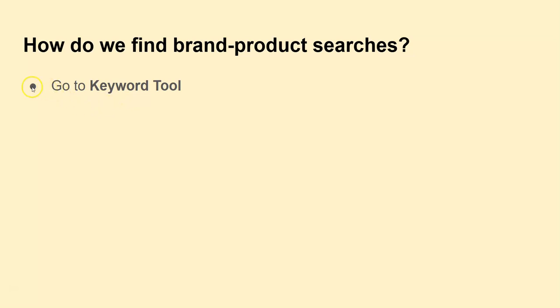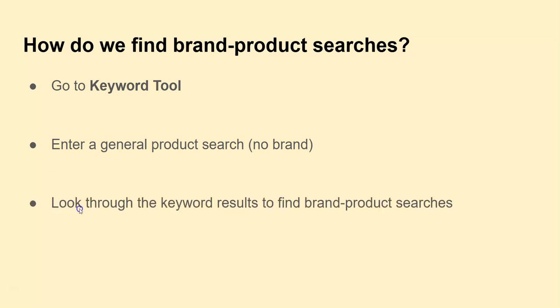Number 1, and I know this is a bullet, but this is an order or sequence. The first step is to go to keyword tool. Number 2, once you get to keyword tool, you're going to enter a general product search with no brand included, just the general product search. Number 3, we are going to look through those keyword results and try to find brand product searches.